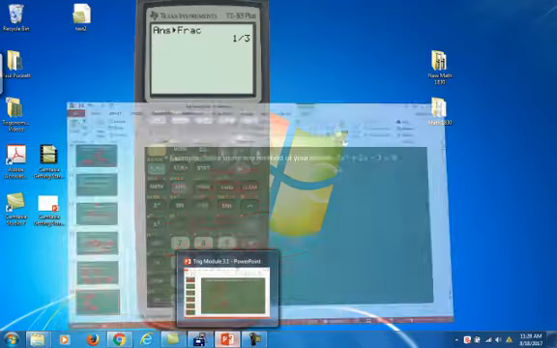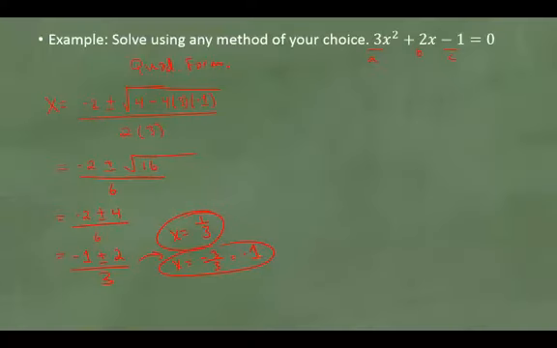Okay. So again, we found negative 1 and 1/3 were solutions using the quadratic formula and using the graphing calculator. You should now be ready to start the 3.1 homework.